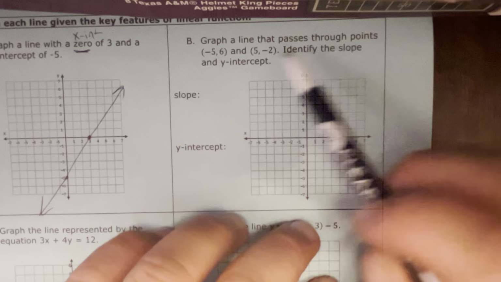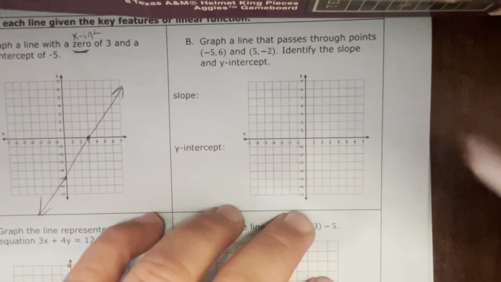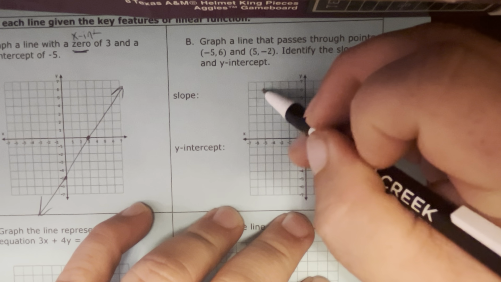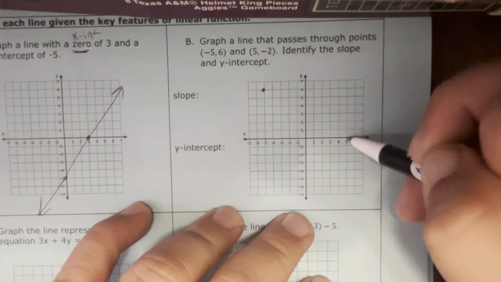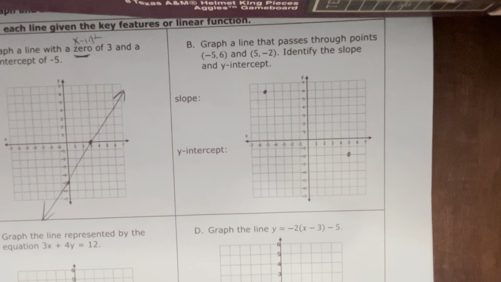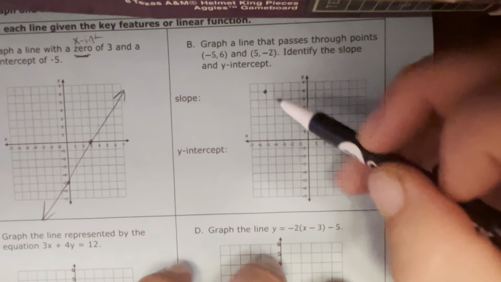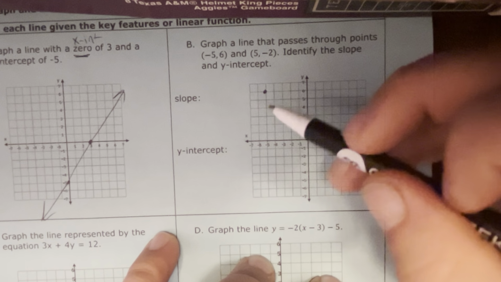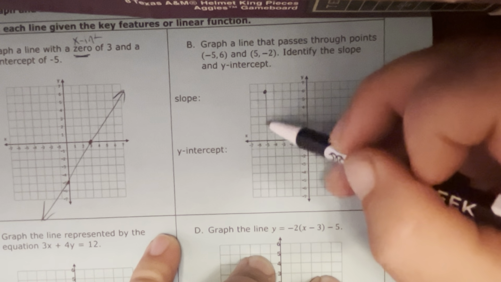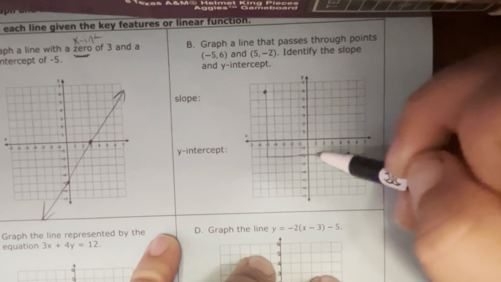Graph a line that passes through the points -5, 6, and 5, -2. So -5, 6, and 5, -2. Identify the slope and the y-intercept. So this one, I want to make a little bit more exact so I make sure to get that y-intercept. This one's going down and over.